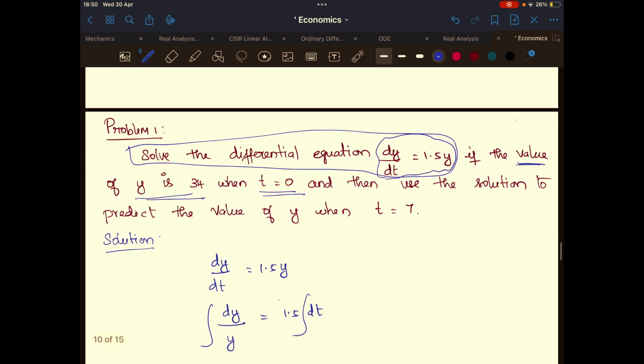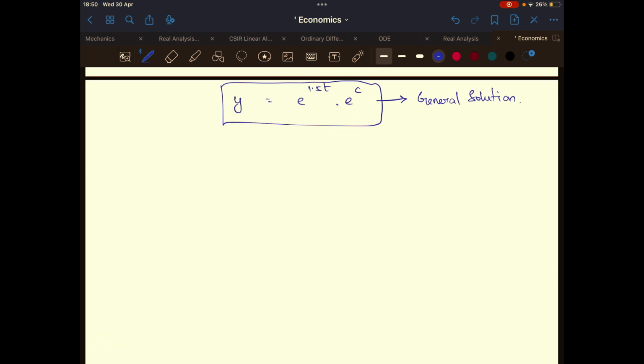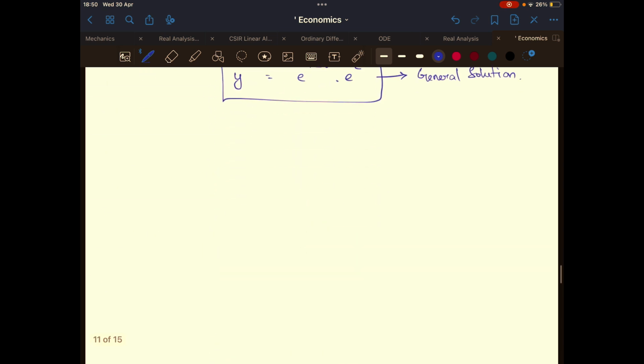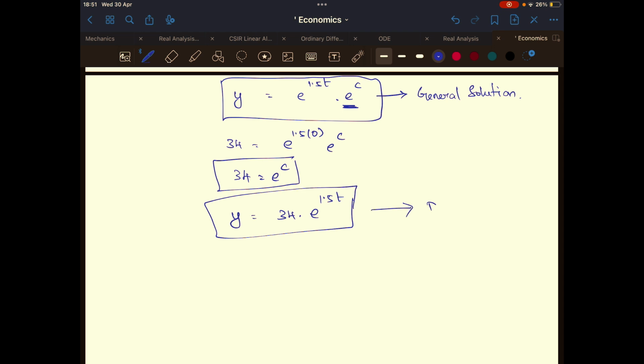Now since they have said that the value of y is 34 when t equals 0, in the general solution wherever t is there you substitute 0, and wherever y is there you substitute 34. So 34 is equal to e power 1.5 into 0, into e power c. I need the value of e power c. Since e power 0 is 1, 34 is equal to e power c. So y is equal to 34 into e power 1.5 t. That's it. This is my definite solution.